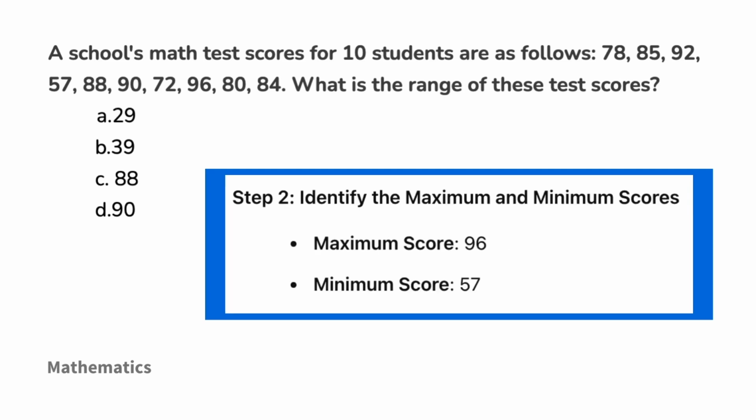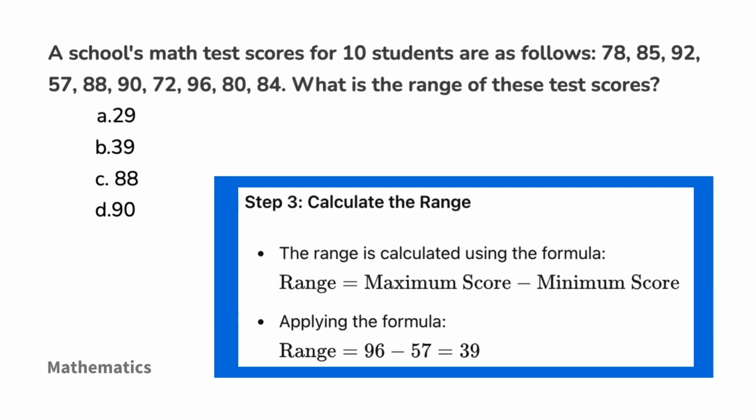And furthermore, we're going to want to identify the maximum and the minimum scores. So first, identify the highest score in the data set. That's 96. Then the minimum, which is 57. Now it's time to calculate the range using the formula: range equals maximum minus the minimum score. And here we can see that comes out to 39. Is that what you got?